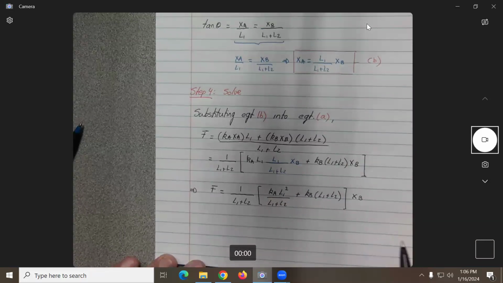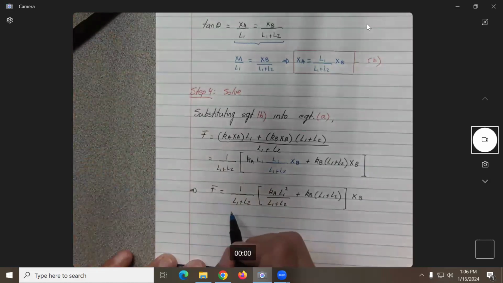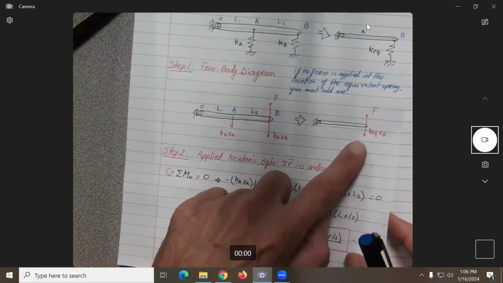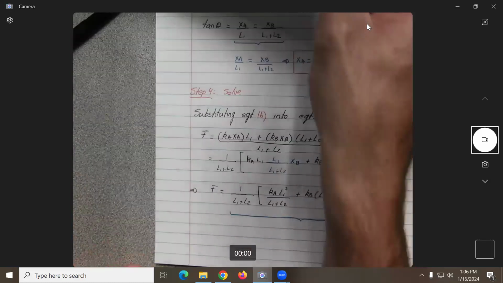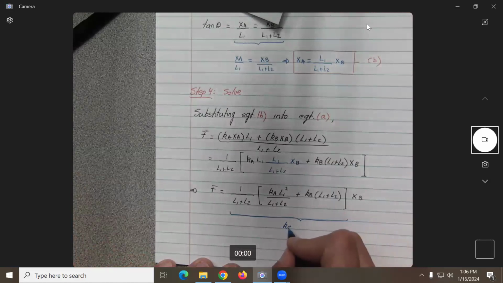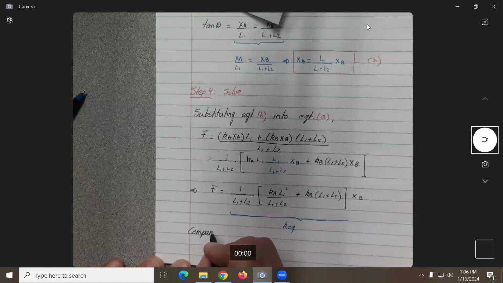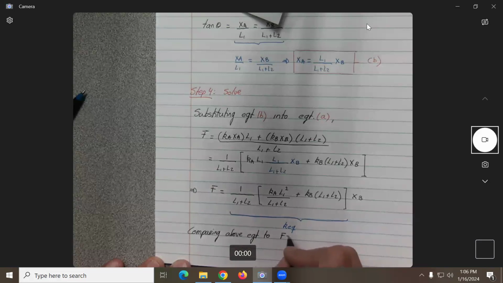Okay, so now basically what can we say? If we compare this equation to the one of the figure, then what should be the K equivalent? So you want all this term over here should be equal to the K equivalent, no? Does that make sense or no? Okay, so you want to hear comparing the above equation to F equal K equivalent X sub B.